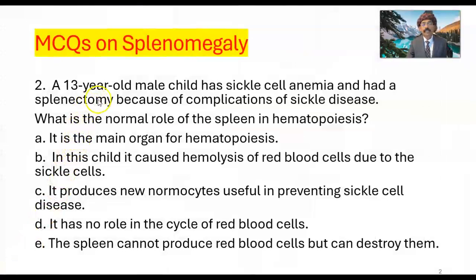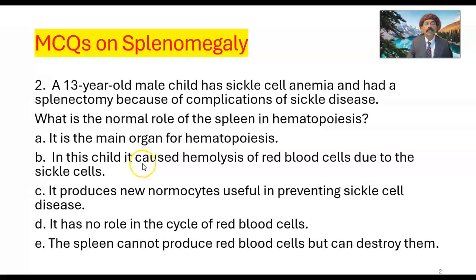Question number 2. A 13-year-old male child has sickle cell anemia and had a splenectomy because of complication of sickle disease. What is the normal role of spleen in hematopoiesis? A. It is the main organ for hematopoiesis, not in the 13-year-old male child. It may be a main organ of hematopoiesis during intrauterine life.